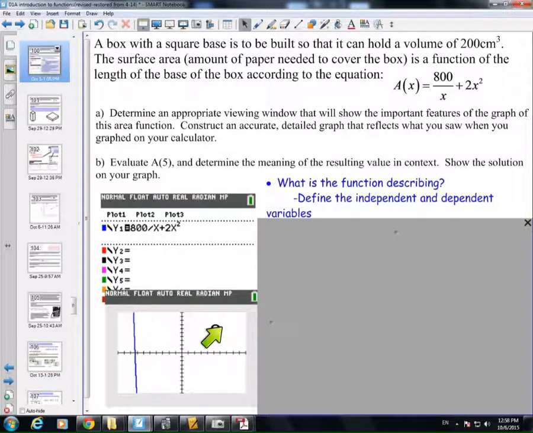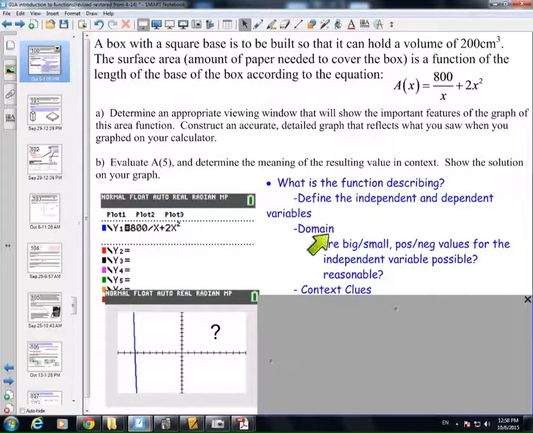So I need to think a little bit about the variables. First of all, I'm careful to identify my independent variable. My independent variable in this case is going to be the length of the side of the box. I know that because that's defined as x, which is here in the independent variable position. The dependent variable then is the area, and so the area is going to change as I change the value of x, even though the volume will be fixed at 200.